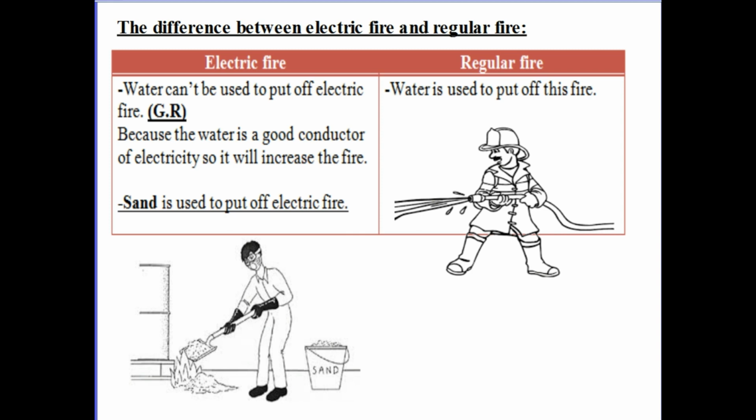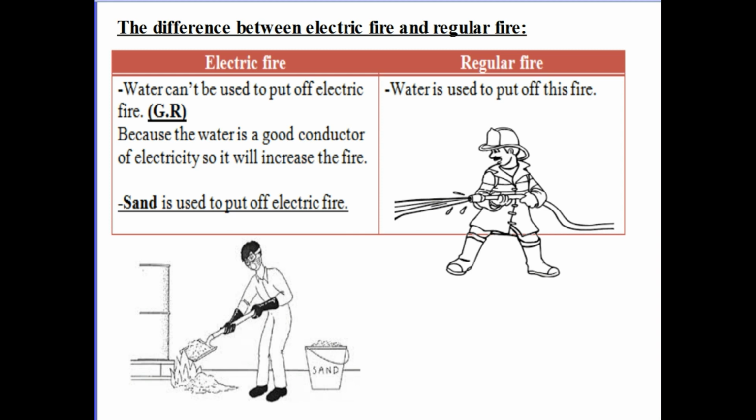Water cannot be used to put off electric fire because, as we said in the beginning, water is an electric conductor, a good conducting material. So if you add water to electric fire, you are helping the current to flow more. The water helps the current to keep moving, and increases the reason that's leading to the fire. Water is a good conductor of electricity, so it will increase the fire.